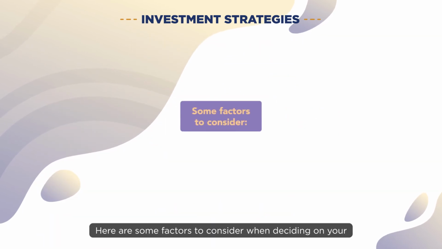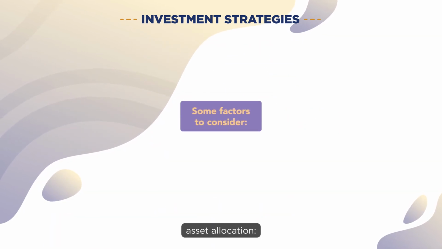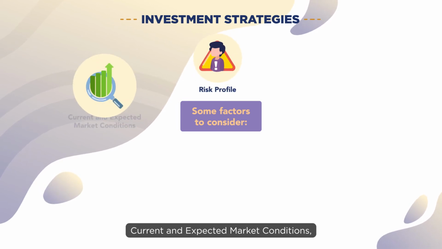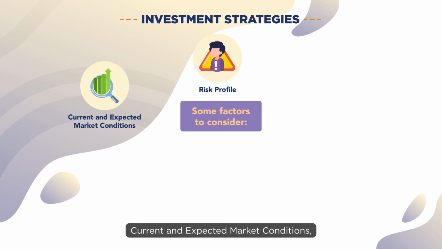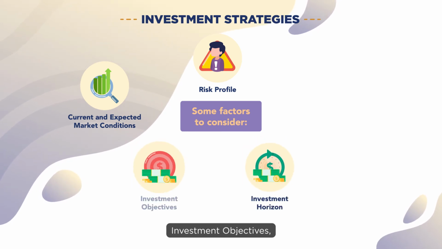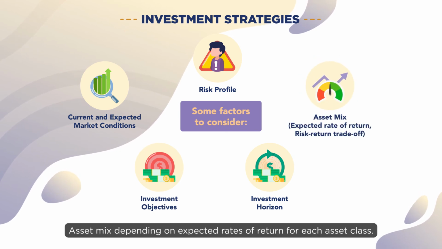Here are some factors to consider when deciding on your asset allocation. Risk profile, current and expected market conditions, investment horizon, investment objectives, asset mix depending on expected rates of return for each asset class.